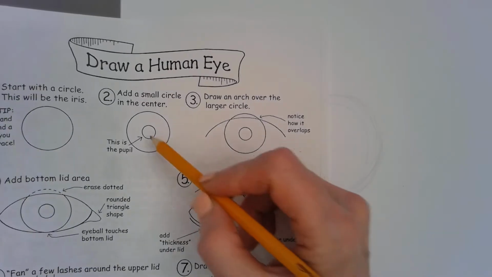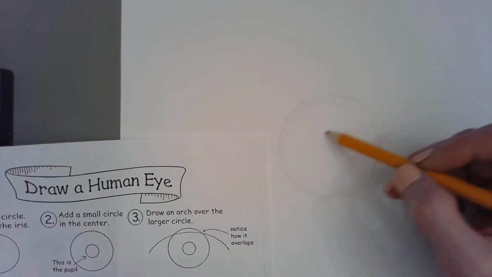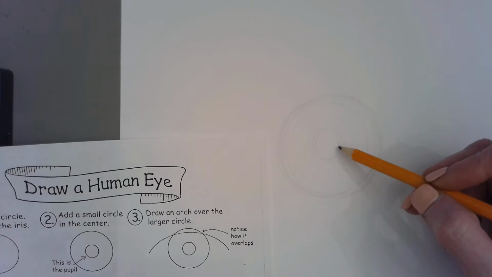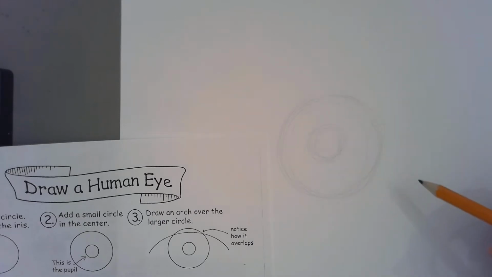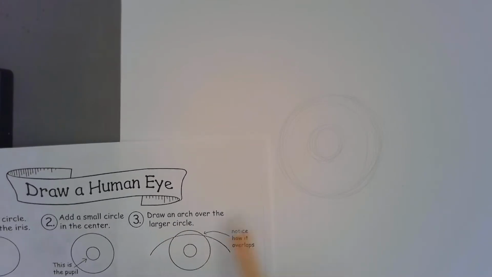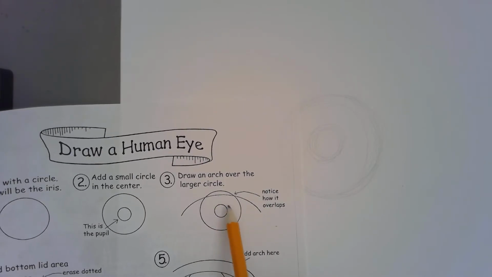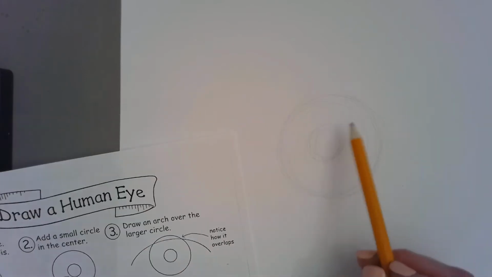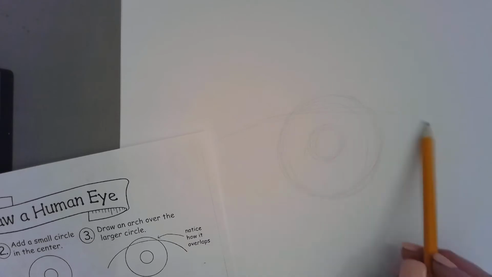And then step 2, it says the pupil, and you'll go in and draw the pupil. And already I've got some extra lines in there, and I'm not going to worry about it. I'm going to get my placement of everything first. Here number 3 says draw an arch over the larger circle. So we're going to draw that arch. And if you notice on here, it goes into there, because when you look at somebody, most people, you don't see the whole iris. It's kind of shaded or hidden under part of the lid, which comes about this way.